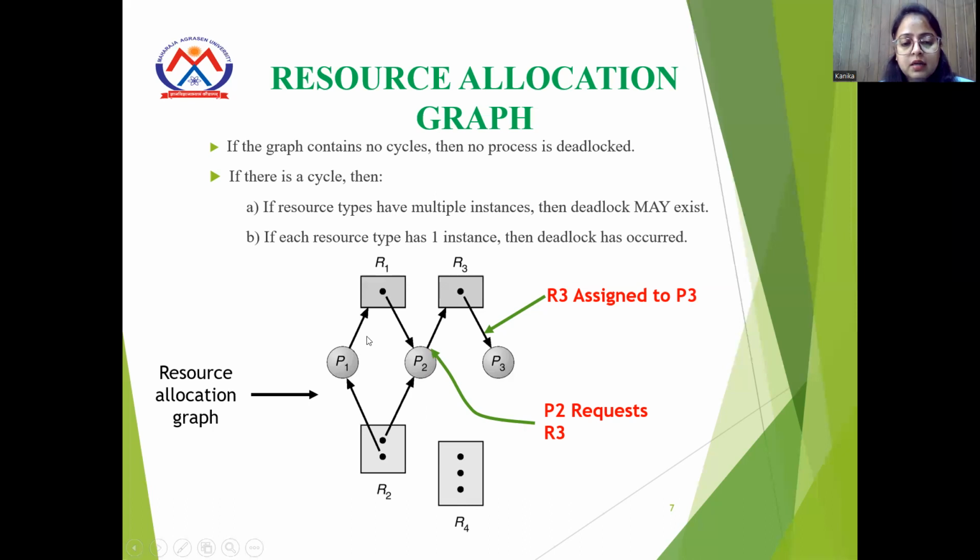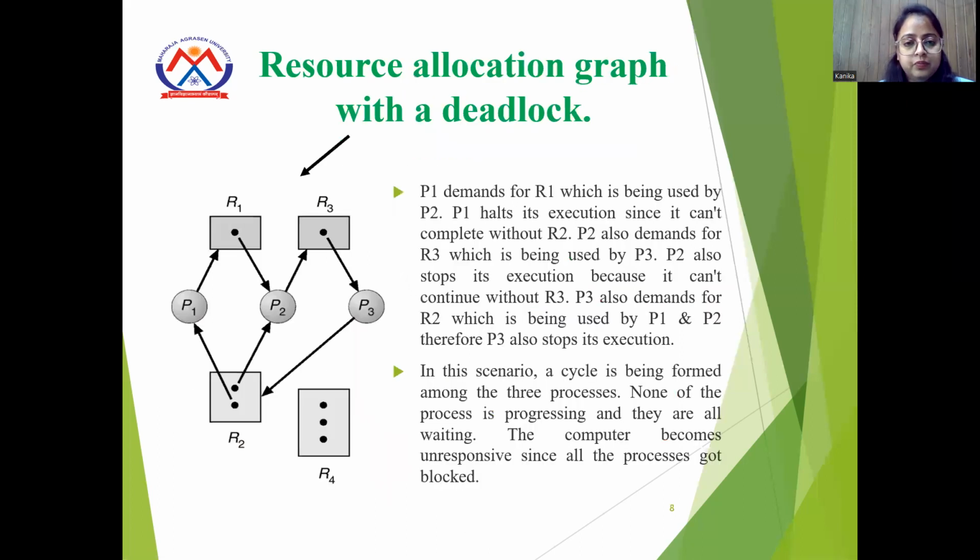In this, a cycle is formed because none of the processes got executed, and because of this, a deadlock situation arises. Resource allocation graph with a deadlock.